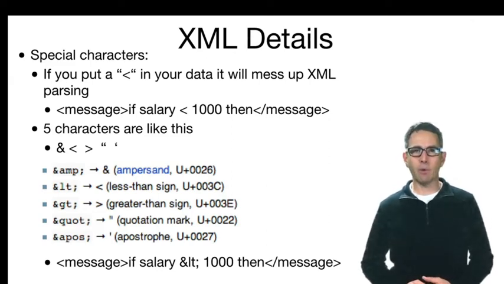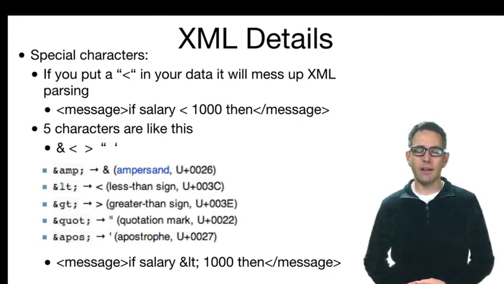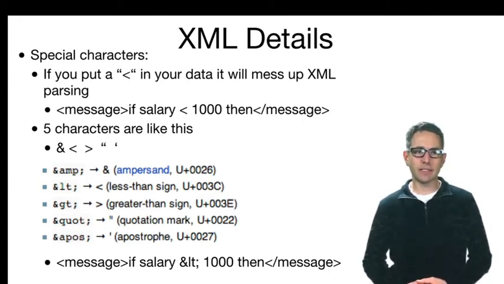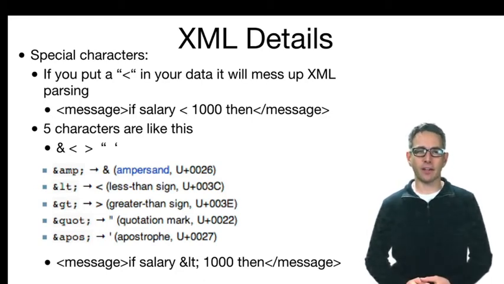So if at any time you want to include those within the text portion of your XML, then you need to use not the symbol itself, but a special symbol, which is an ampersand, the letters, and a semicolon, which then gets translated into the literal character. So this is called escaping certain characters.